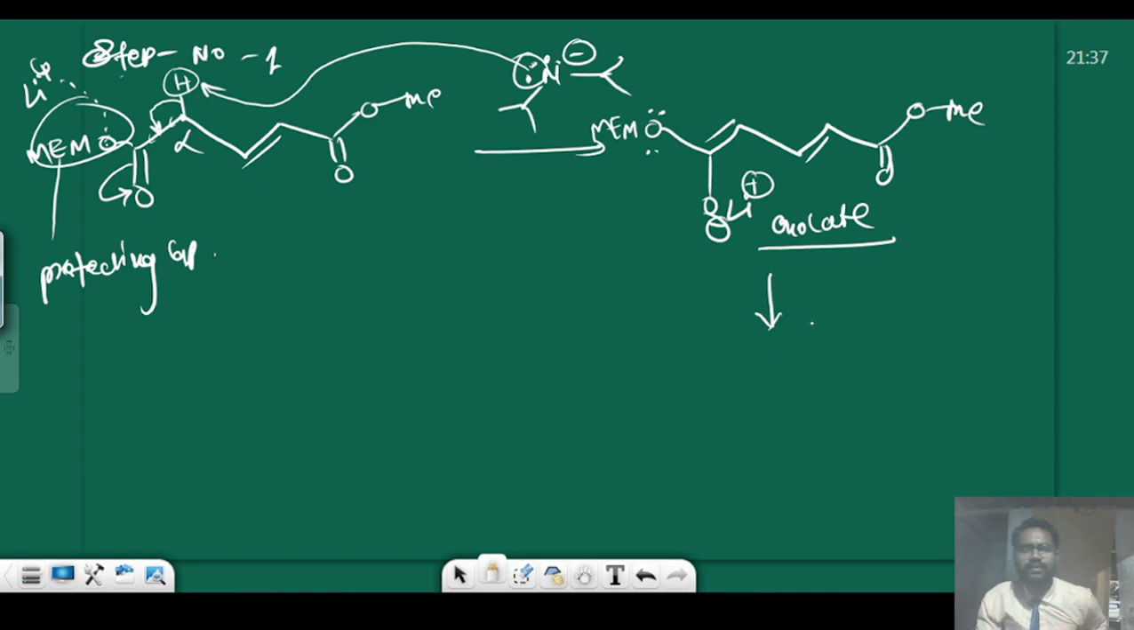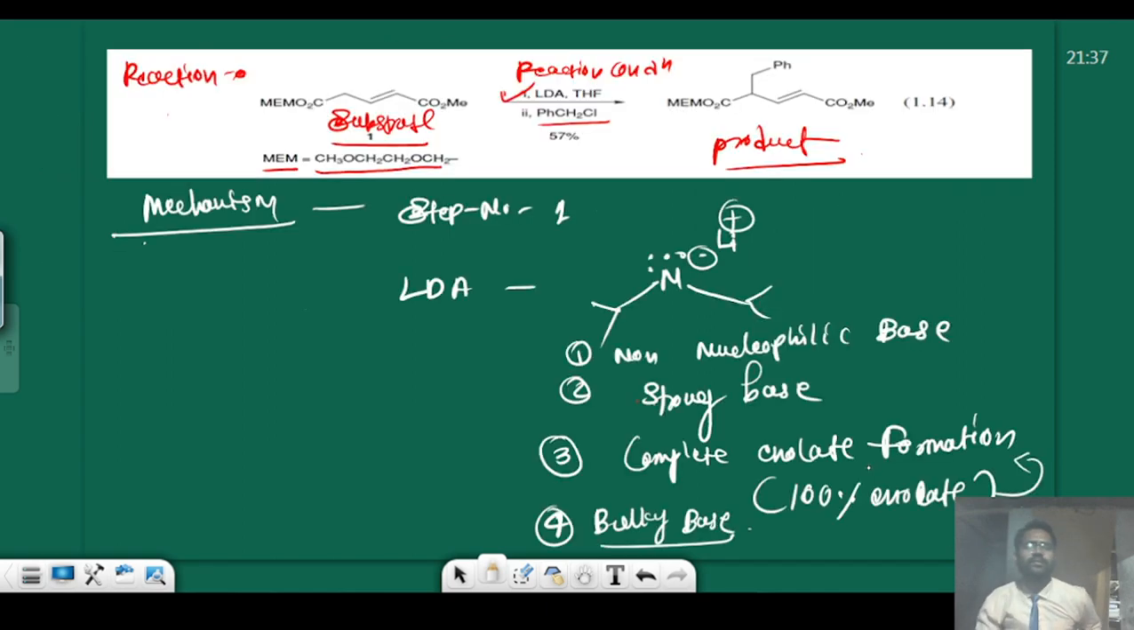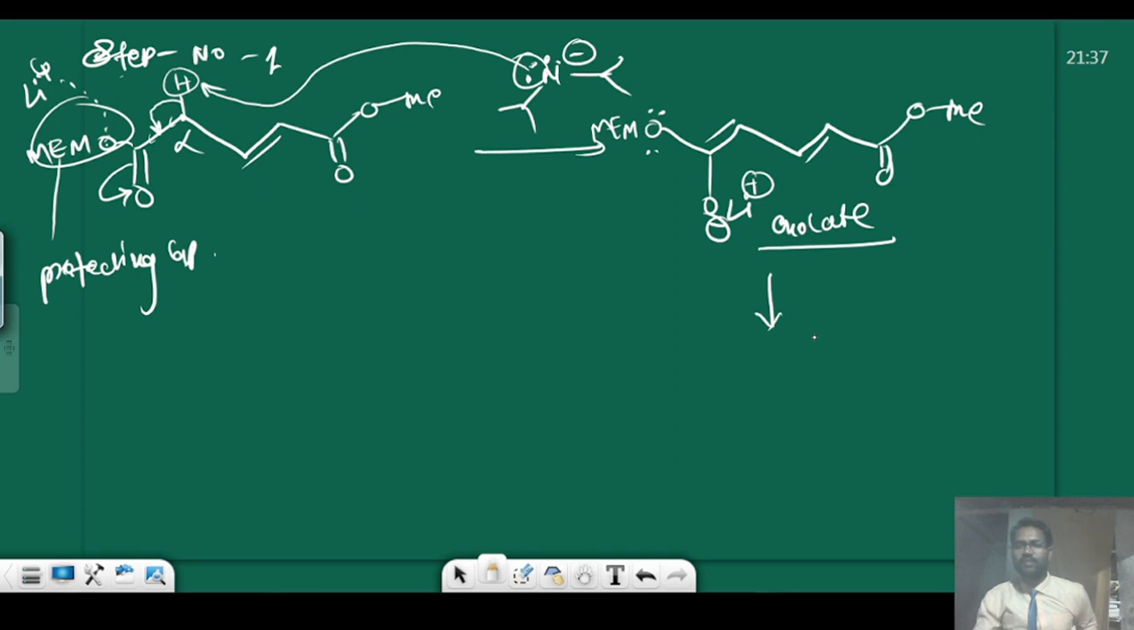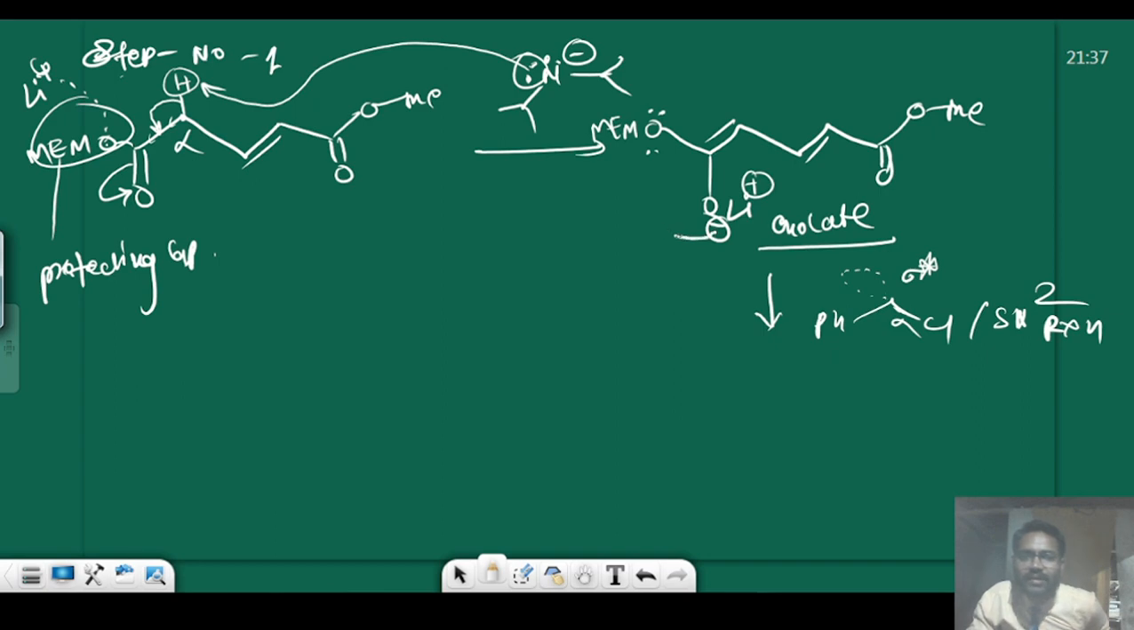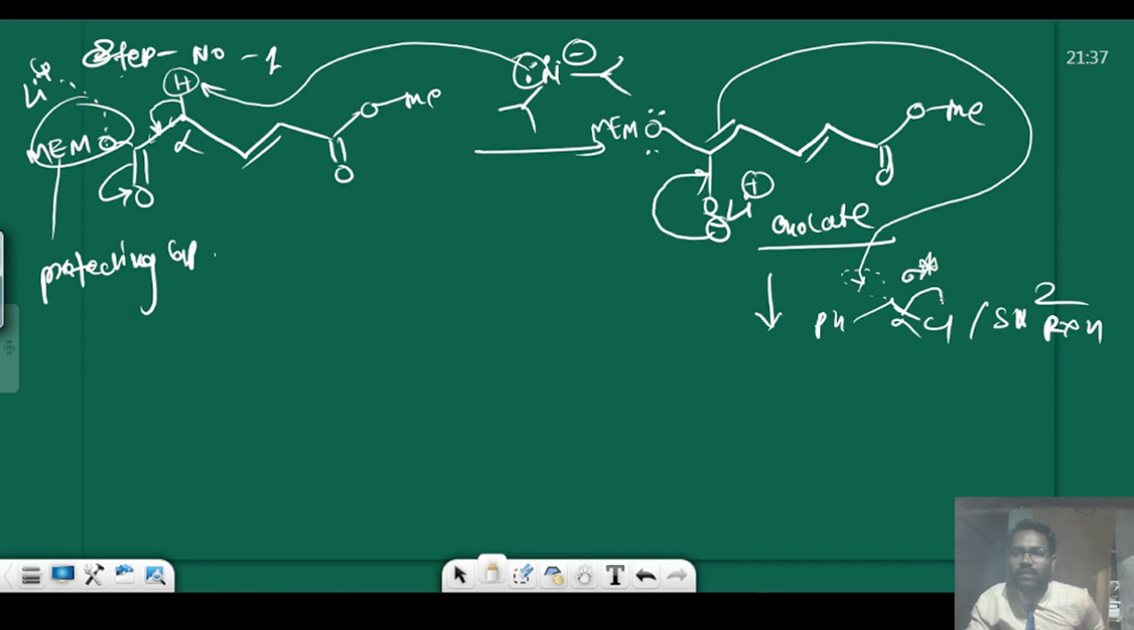When we treat this enolate with benzyl chloride, what will happen? Simply a nucleophilic substitution reaction, an SN2 reaction. Exactly opposite, at 180 degrees to this carbon-chlorine sigma bond, a sigma star orbital is present. So this anion can come back like this and attack the sigma star orbital of benzyl chloride, and the chlorine will leave with the bonding electrons.